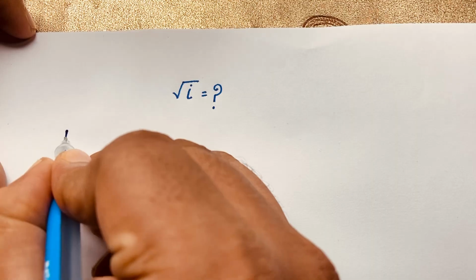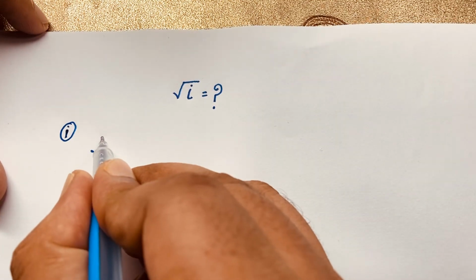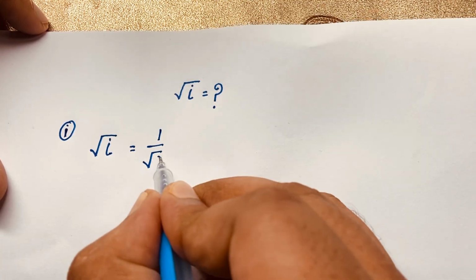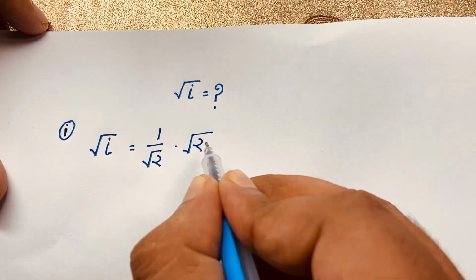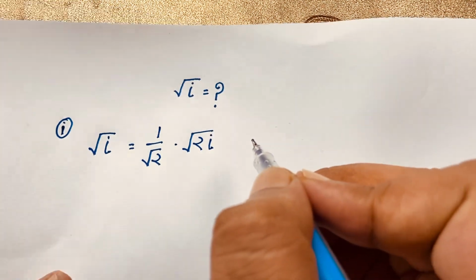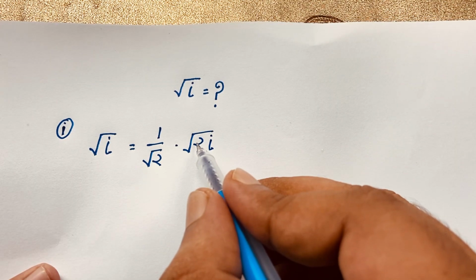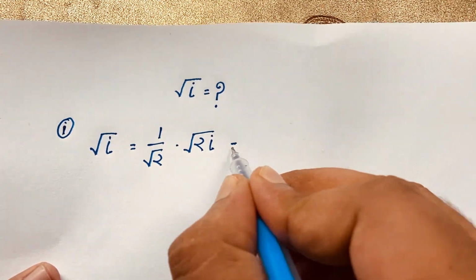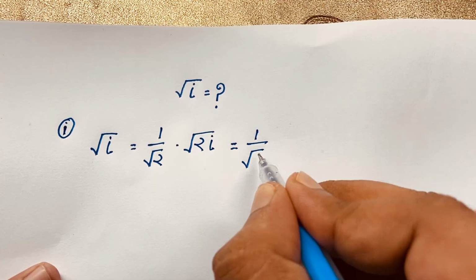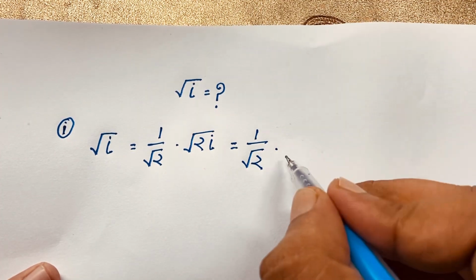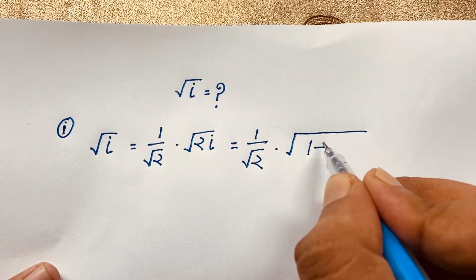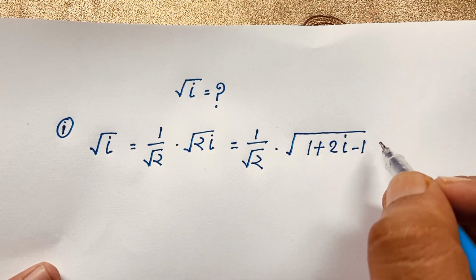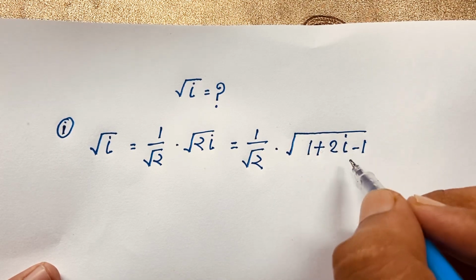First of all, I take the first method. Here is the square root of i. At this moment, I write it as 1 over square root 2 times the square root of 2i. You can see easily that the square root 2 and square root 2 cancel, and we find the square root of i again. Now, 1 over square root 2 times the square root of 1 plus 2i minus 1. I add 1 and again subtract this 1, so the 1s cancel out and we find 2i again.